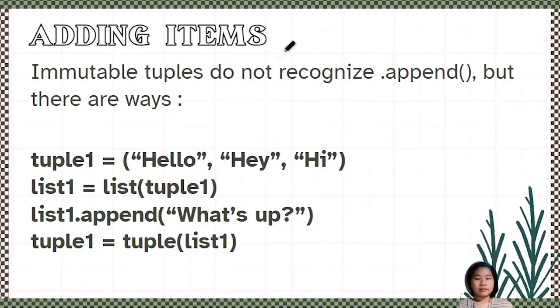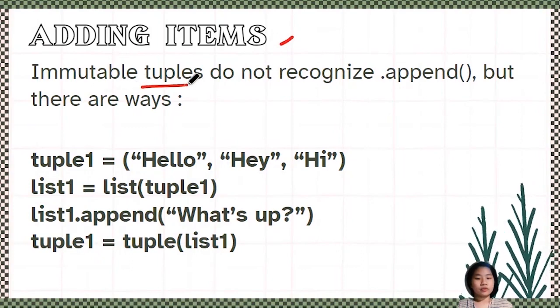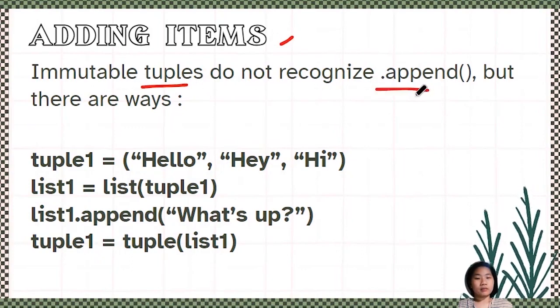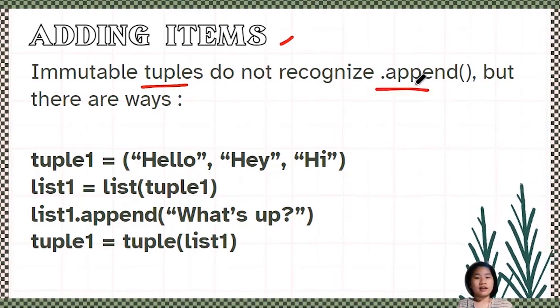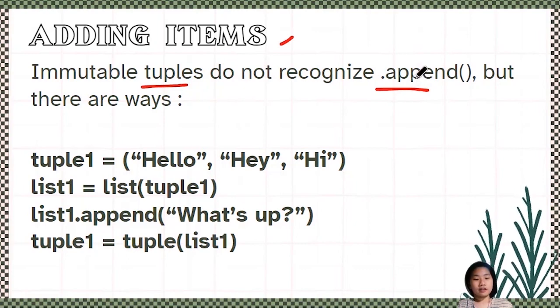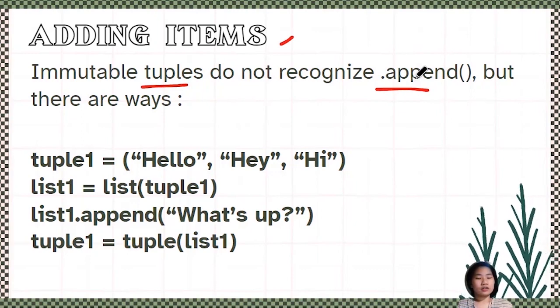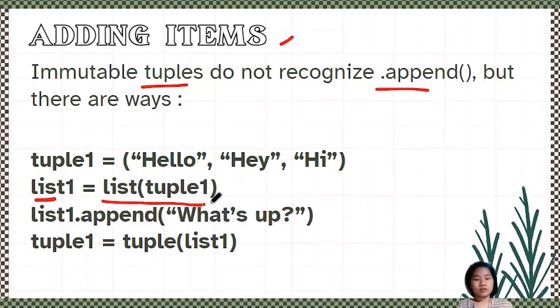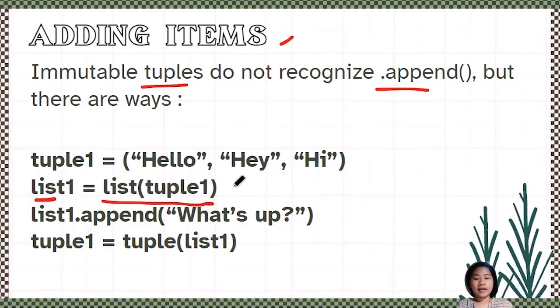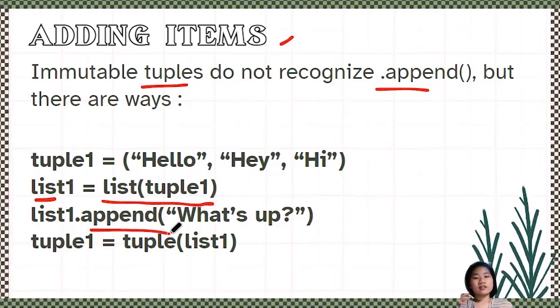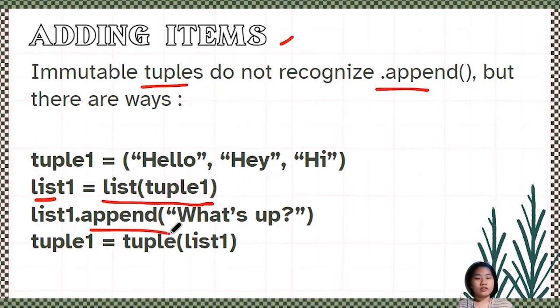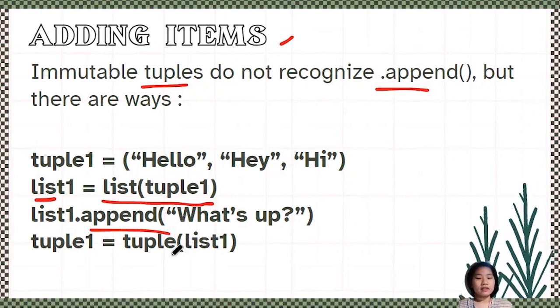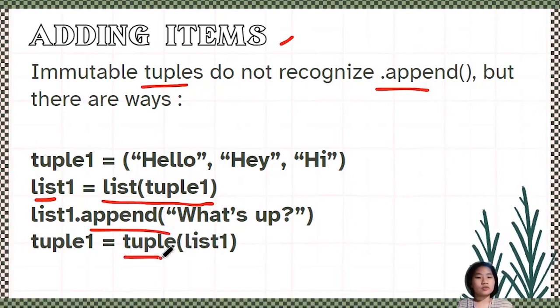Now with adding items, immutable tuples do not recognize the append method, unlike other data types and data sets that allow for changing the values, the items. But certainly, as I've mentioned before, there are loopholes and there are workarounds. Once again, list1 equals the list constructor with tuple1, and we can use append on the list, because lists are not immutable. They can certainly be changed and modified however you like. Then you just turn it back around again with the tuple constructor.